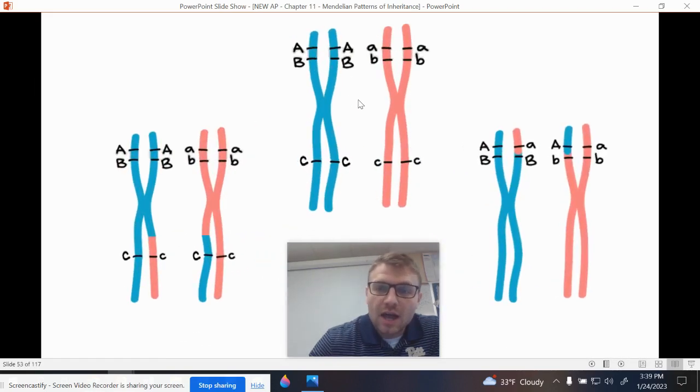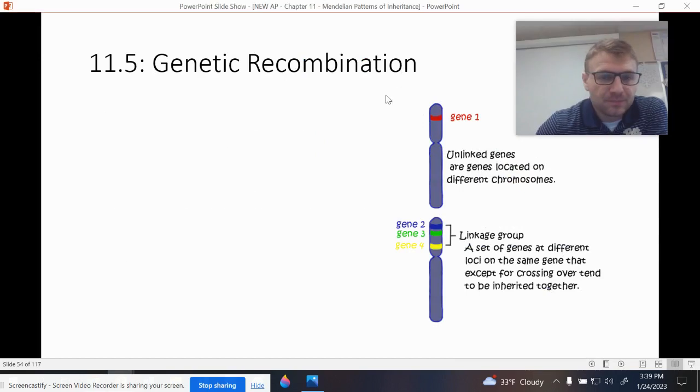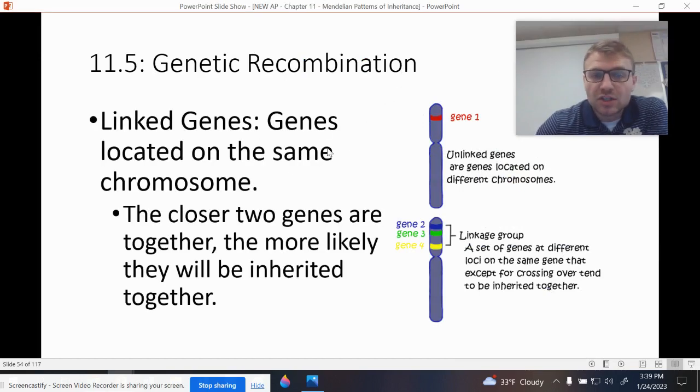I'm going to go back here. So A and B are linked. Now, A and C are technically somewhat still linked, but it's just a higher chance that the crossing over is going to occur between those two chromosomes. So linked genes are genes that are located on the same chromosome, and they are going to be inherited more often together than not.